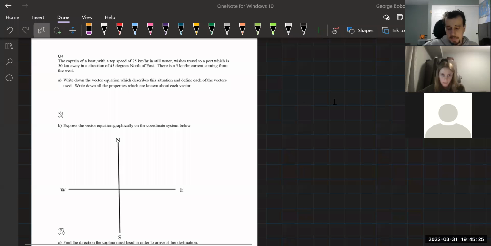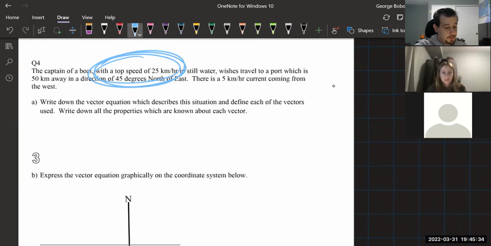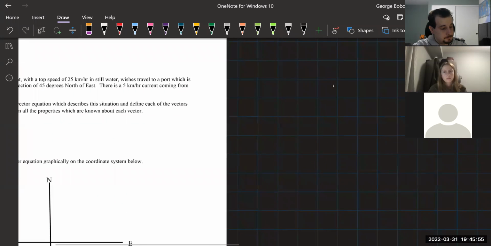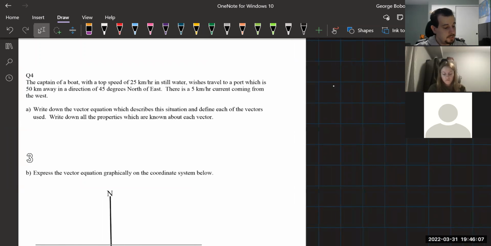So here we go with our good old relative motion. We've got a boat, okay? And its top speed is this much in still water. It wishes to travel to a port which is 50 kilometers away in a direction of 45 degrees. Damn, they're killing you here with the difficulty, but that's okay. There is a 5 kilometer per hour current coming from the west. They're trying to confuse you there too. Coming from the west, so it's directed where? East. Exactly.